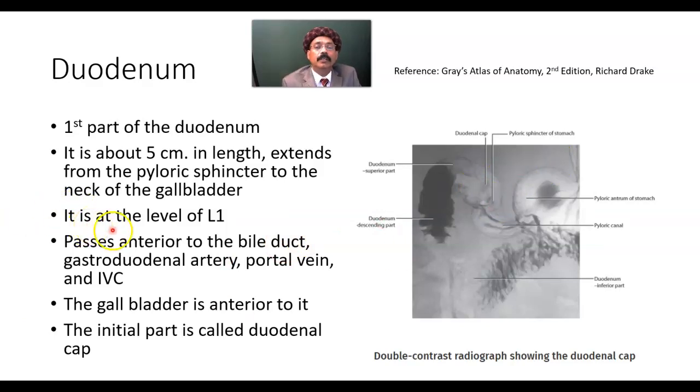And the first part is at the level of lumbar vertebra 1, passes anterior to the bile duct, gastroduodenal artery, portal vein and inferior vena cava. So these structures are posterior to the first part of the duodenum. Gallbladder is anterior to the first part of the duodenum. The initial part is called the duodenal cap. It has a lot of clinical importance, specifically as the site of peptic ulcer formation. Most of the peptic ulcers develop here.